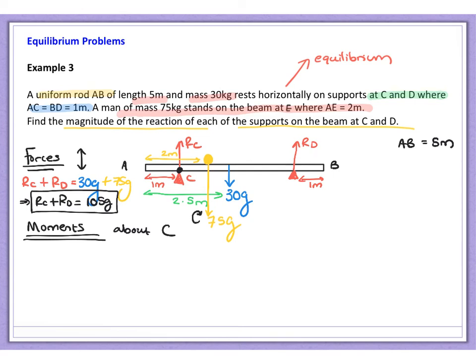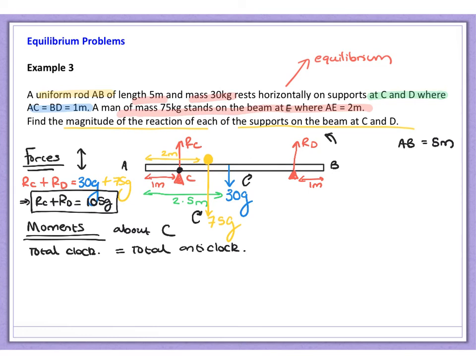The 30G force about point C, so remember you're pinning point C down. Imagine pulling on the 30G force, think about the direction everything would move in. It would be a clockwise moment. And then RD, on the other hand, would be an anti-clockwise moment. So we know our total clockwise moments must equal our total anti-clockwise moments. And we know that moment is equal to force multiplied by distance from the pivot.